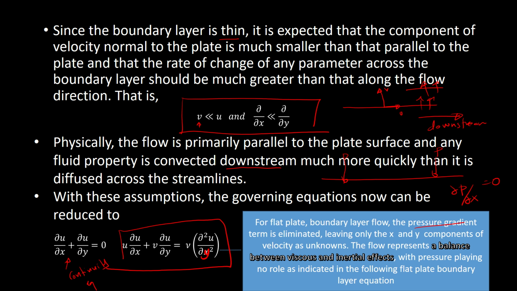So the flow represents a balance between viscous and inertial terms, with pressure playing no role, as indicated in the following flat plate boundary layer equation. For laminar flow, it is only a balance between viscous and inertial terms.